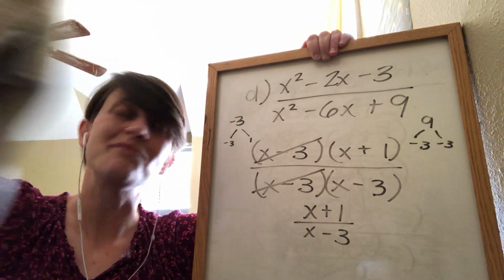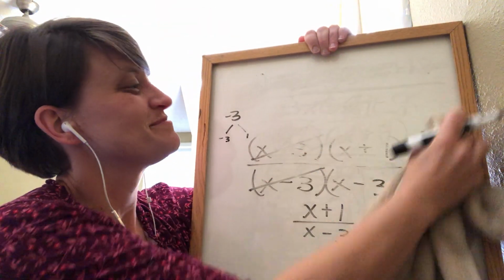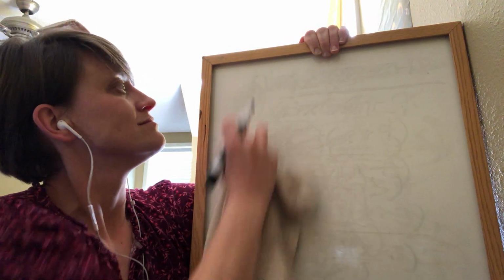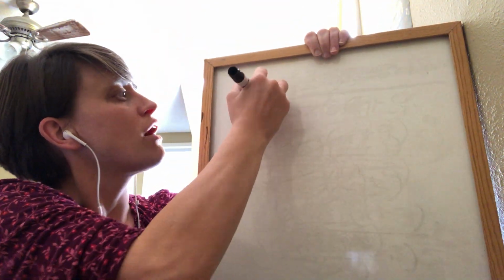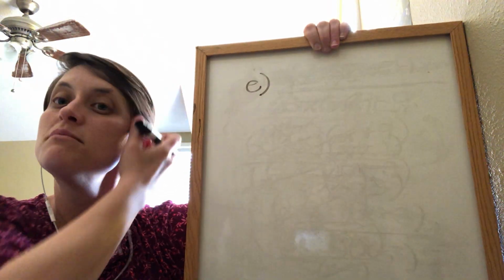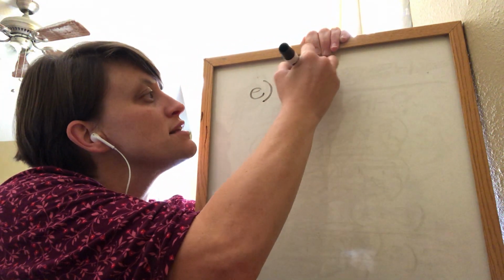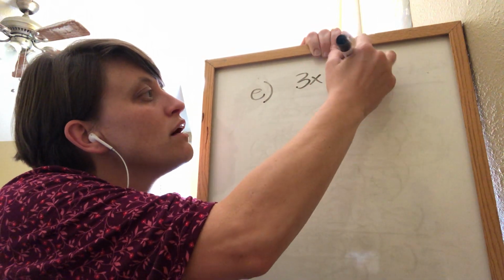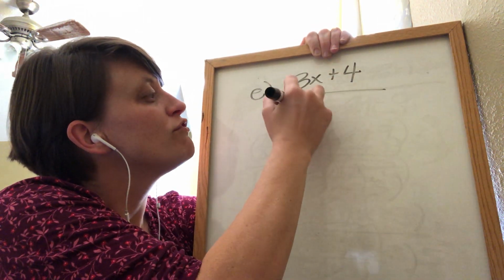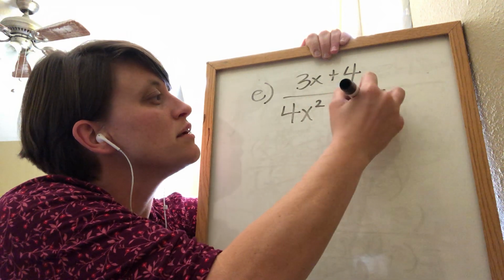Okay, let's look at one more. This is really just one to look out for. It's a really easy problem if you know what kind of answers you're allowed to get. So this one is 3x plus 4 over 4x squared plus 9.